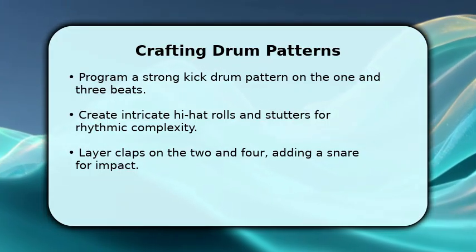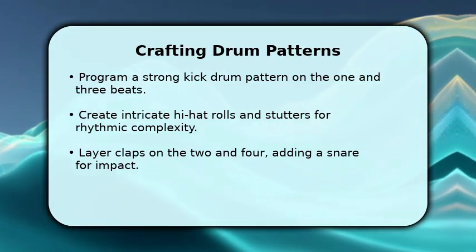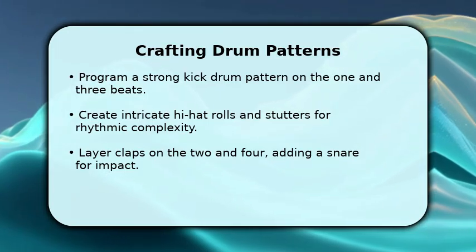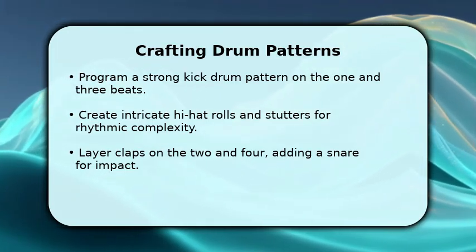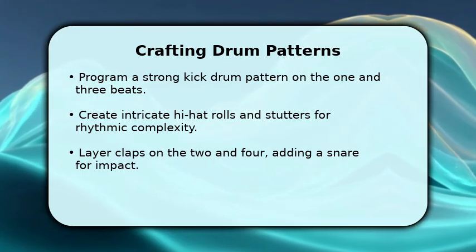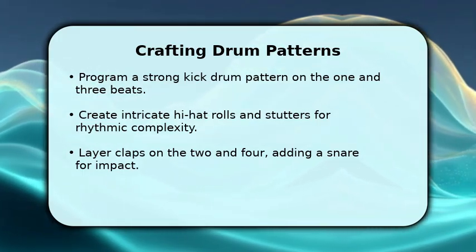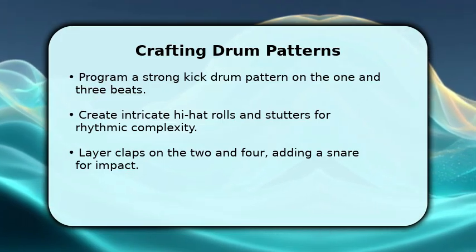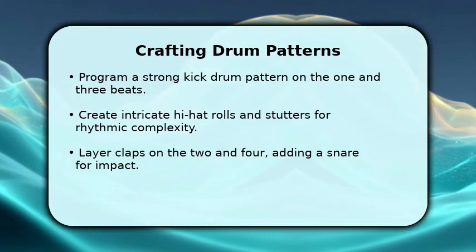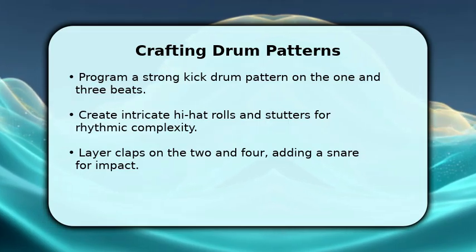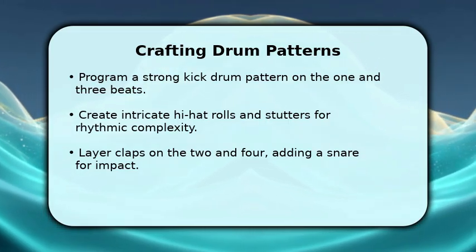Program a strong kick drum pattern, typically hitting on the 1 and 3 beats to drive the rhythm. For the hi-hats, focus on creating intricate rolls and stutters, often using a 1/16th note grid to add rhythmic complexity and bounce. Layer your claps on the 2 and 4 beats, then add a punchy snare drum, perhaps slightly offset, to give your beat extra impact and a distinct trap feel.